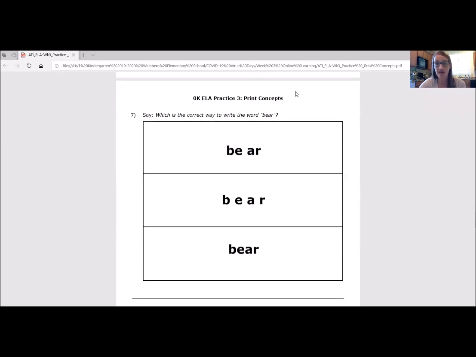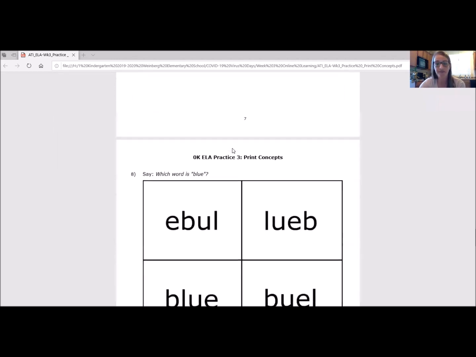Number 7 is asking us what is the correct way to write the word bear. Remember what we've been talking about. When we write a word, we don't put spaces between the letters. So is this going to be word number 1, 2, or 3? Which one do you think? Good job. Word 3. Again, it doesn't have any spaces between the letters. You are getting to be a pro at this.